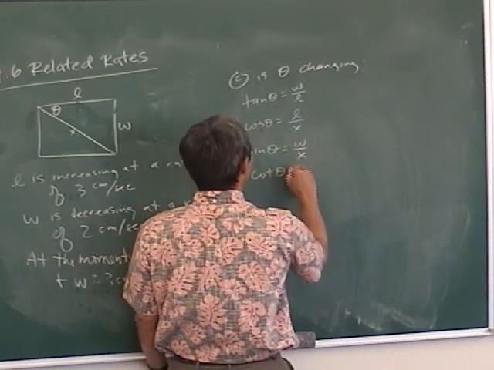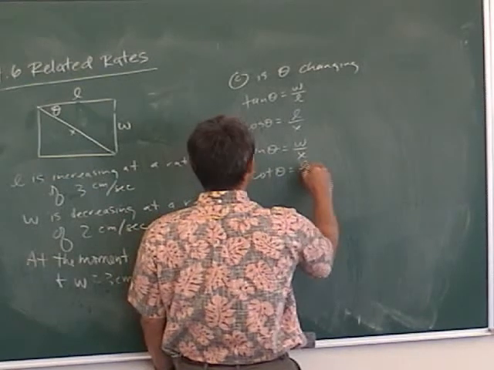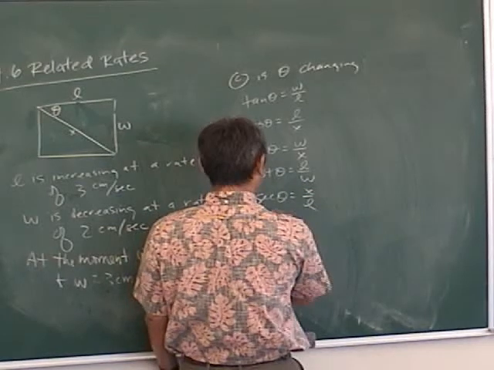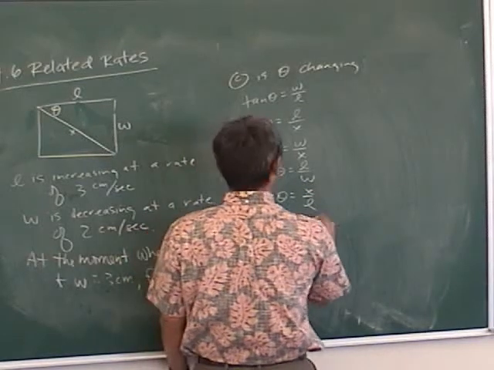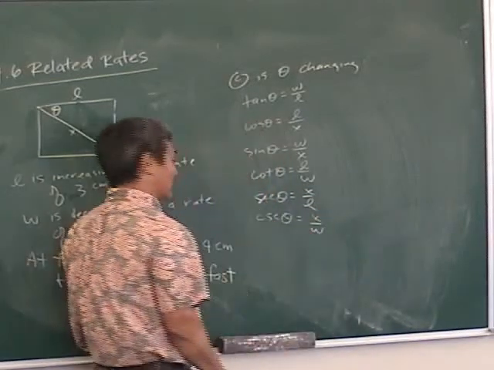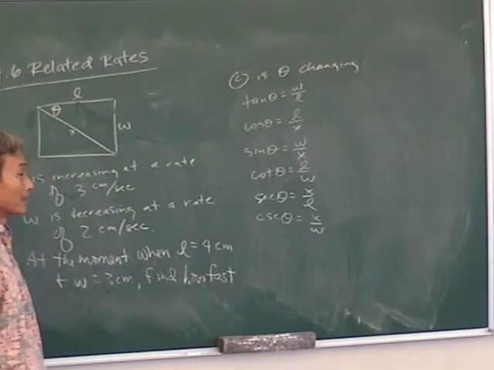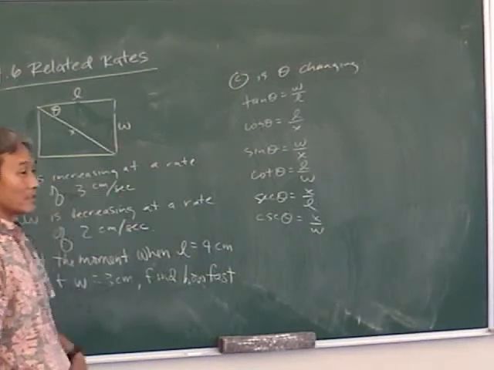Cotangent theta is equal to L over W. Secant theta is equal to x over L. Cosecant theta is equal to x over W. There's 6 equations right there. I thought you said there's 12, Mr. Park. Yeah, okay, so if you can write these 6, what are the other 6 then?